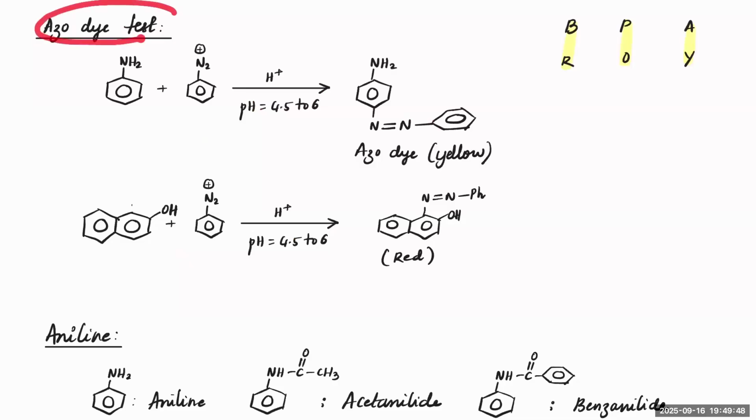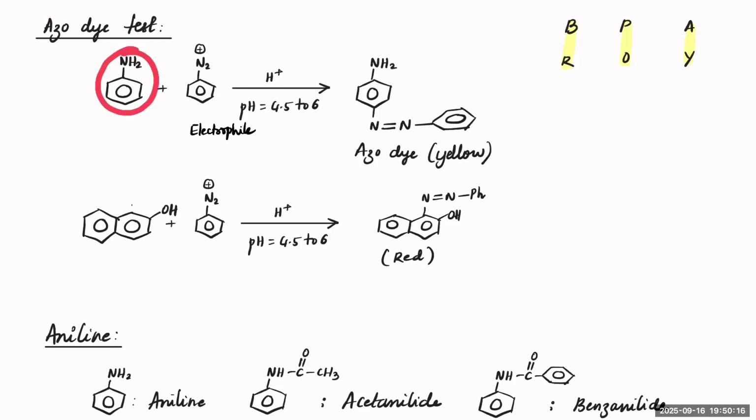Check out the azo dyne now. If you have aniline react with, you know, this is the benzene diazonium form. Now, one thing about benzene diazonium is it can be used as an electrophile because it has a positive charge. Clear?